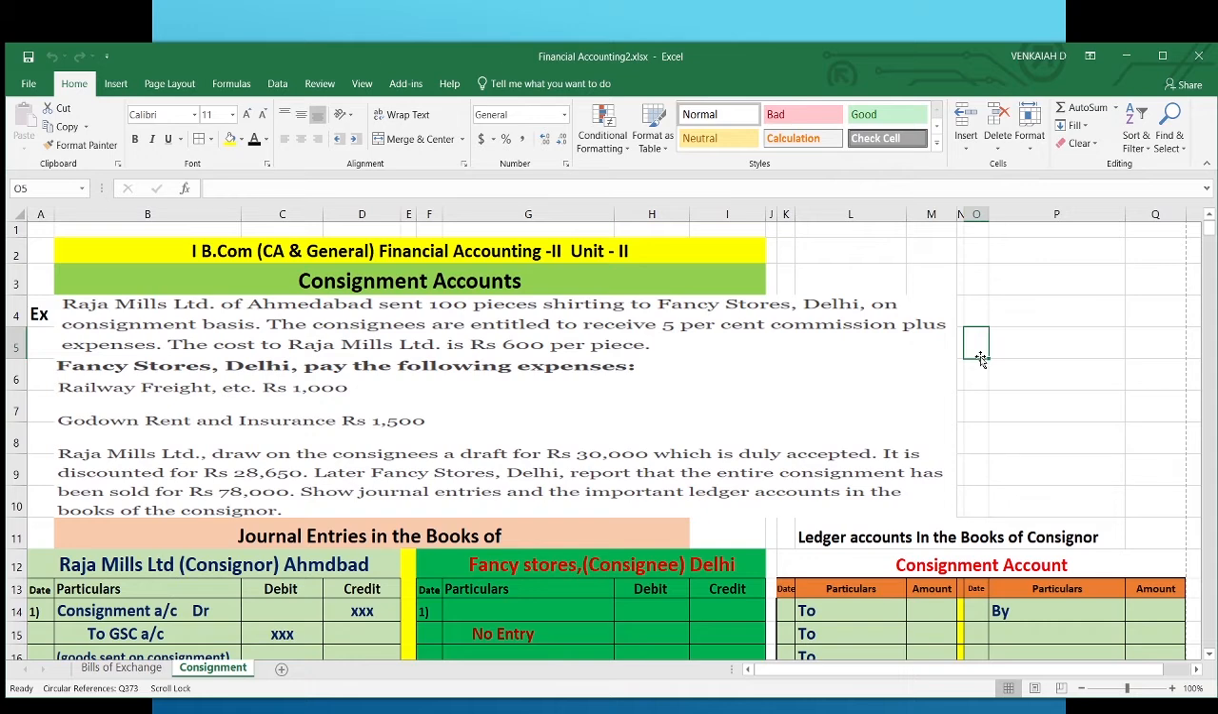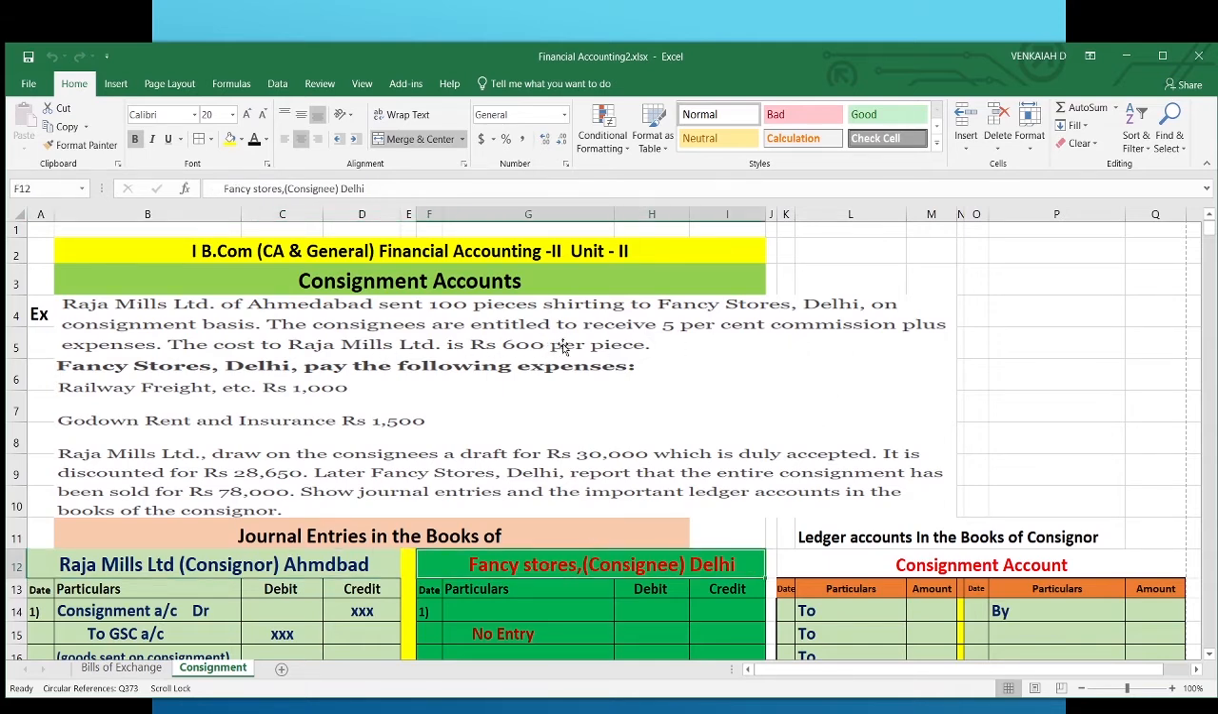Raja Mills Limited of Ahmedabad sent 100 pieces of shirting to Fancy Stores, Delhi, on a consignment basis. So here two parties are there. Raja Mills Limited is sending the goods, so Raja Mills Limited is the consignor. To whom are they sending? Fancy Stores. So Fancy Stores is the consignee. I marked the names: Raja Mills Limited as consignor and Fancy Stores as consignee.